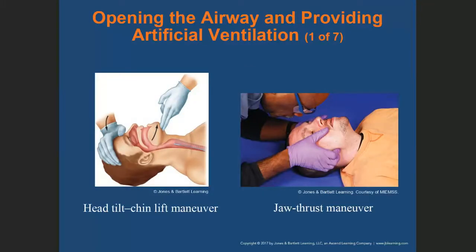All right, now, you know your techniques for opening the airway. You have your head tilt, chin lift, no spinal injury suspected. That's the one you go with. Jaw thrust maneuver is for patients that you suspect spinal injury. If your jaw thrust maneuver is not effective, then you'll do what is referred to as a controlled head tilt, chin lift.